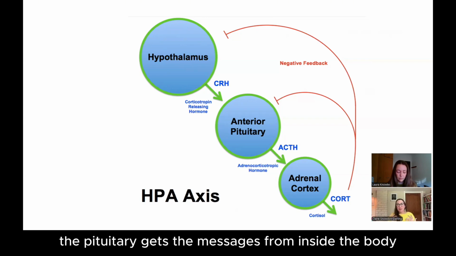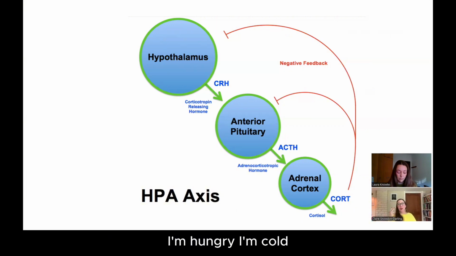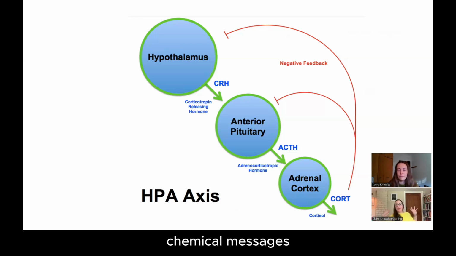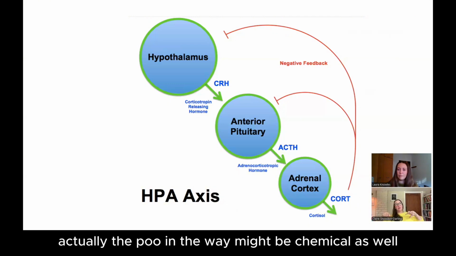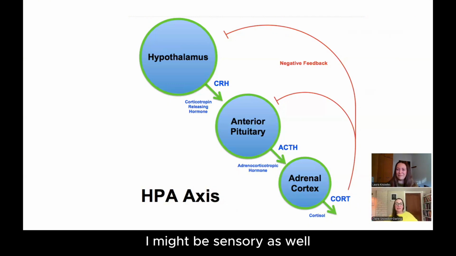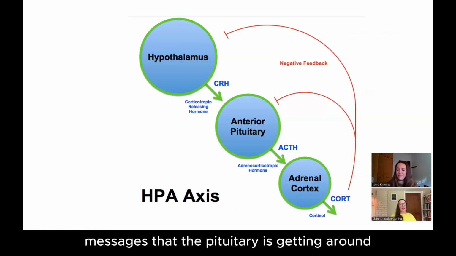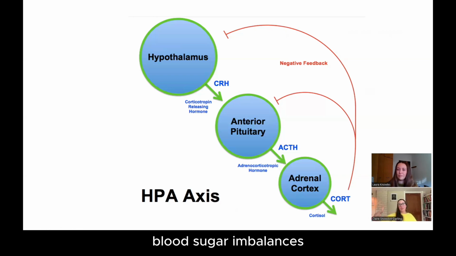The pituitary gets the messages from inside the body. I'm hungry, I'm cold, I need a wee, I need a poo. Those are the messages that the pituitary gets through chemical messages. Actually, the poo and the wee might be chemical as well, might be sensory as well. It's a bit of everything. Definitely hungry and definitely cold. These are all messages that the pituitary is getting around, yeah, blood sugar imbalances.